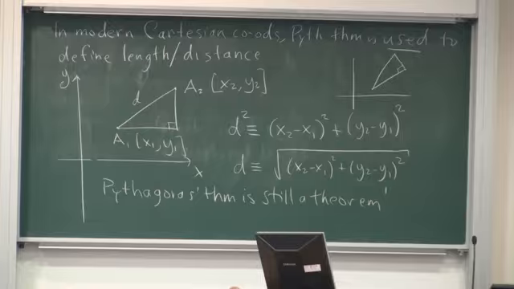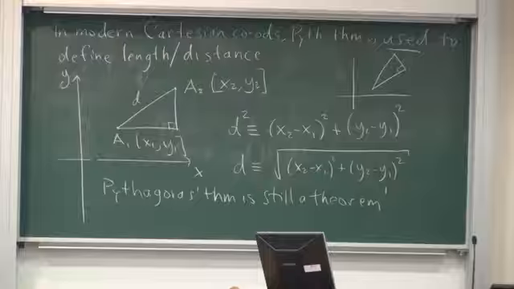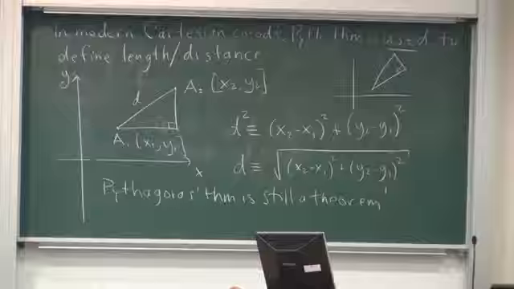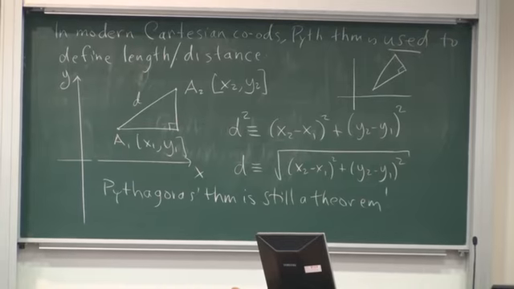Legend has it that Pythagoras was very thrilled to have discovered this theorem, and that he sacrificed an ox, as one did back in those days when something good happened. So he sacrificed an ox to the gods to thank them for letting him discover this theorem. We don't know if it's true. So Pythagoras was a very mystical figure.